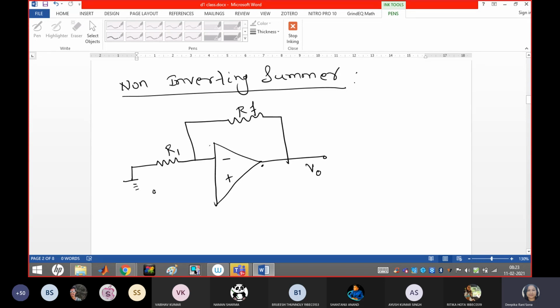Then, what are the things we are going to do here? We are going to apply the same V1 and V2 at the positive input or non-inverting input terminal, right? So suppose, guys, for simplicity, we will take this as R only. And this one we will take R1 and R2. Suppose this is node B and suppose this is node A.